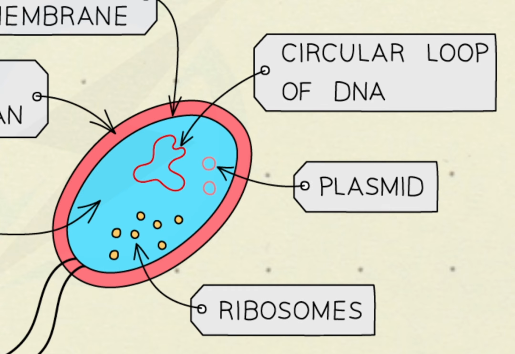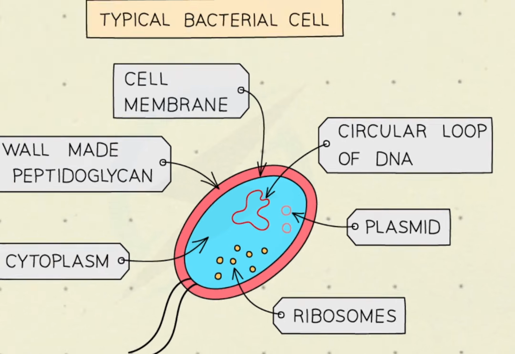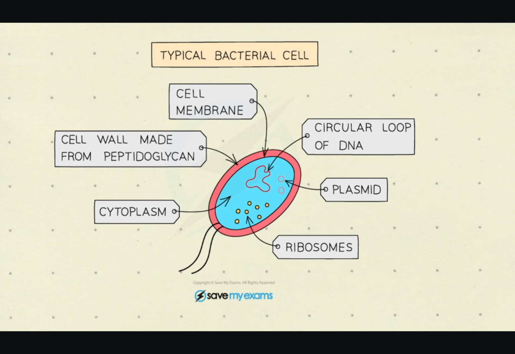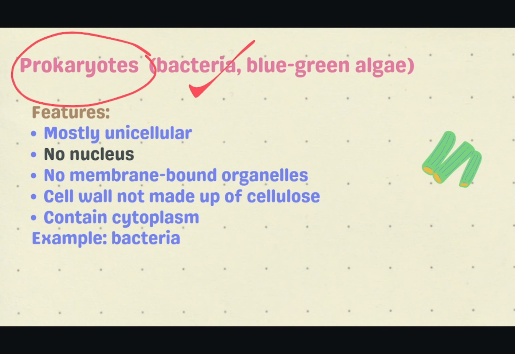So that means that there are no membrane bound organelles, and I can also see no chloroplast over here as well. So that's why we are saying that there are no membrane bound organelles. And again, this is an important thing.